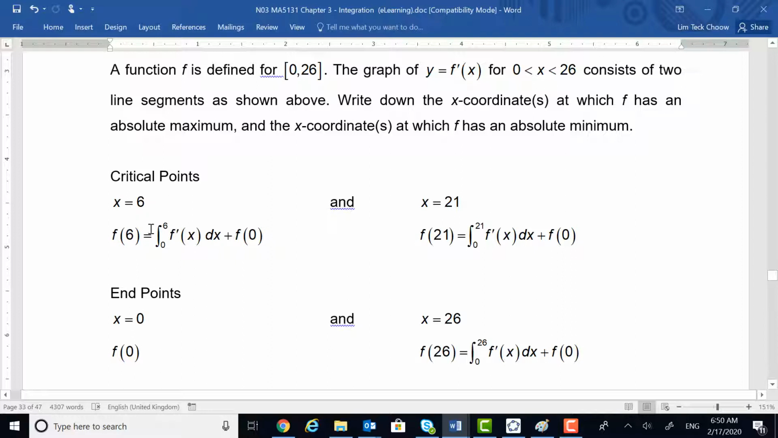So among the four numbers, this is the biggest, which means the function f attains its absolute maximum when x is 6. Now for the absolute minimum between these two, this is a much bigger negative number than this, because one has added on a bit more positive number than this. Therefore this number is actually smaller than this, because this is a negative number. So f(x) attains its absolute minimum when x is 21, and the absolute minimum value is this.